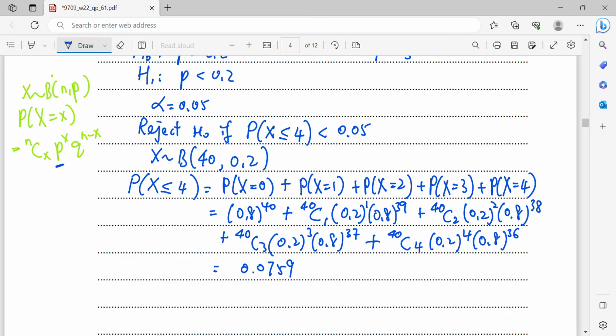Okay, so now once you have counted this value, you compare with the alpha value, which is 0.05. Obviously this value is greater than 0.05. So I will just write, since the probability of X less than or equal to 4 is 0.0759, it is greater than 0.05. Therefore, do not reject H0.